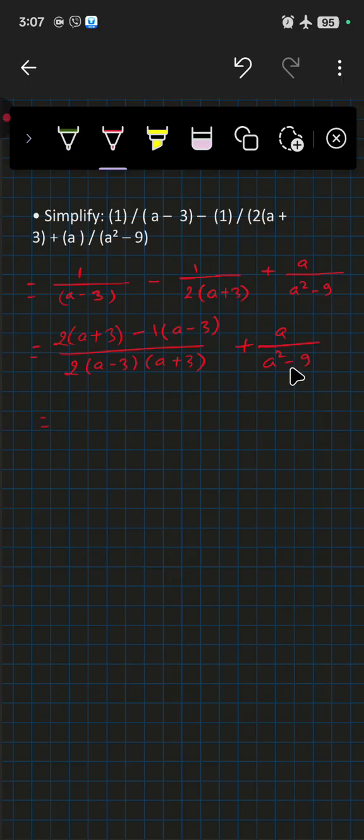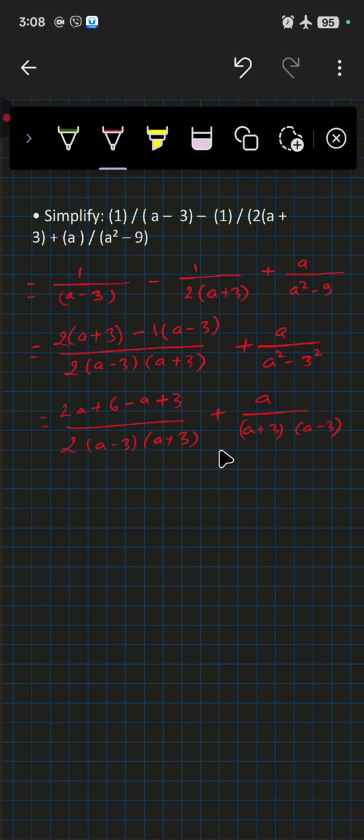What do you see over here? This is also a square minus b square. I can write that over here for you to make you understand. Now what do we see here? 2a plus 2 3s are 6 minus a plus 3 whole upon 2 into a minus 3 into a plus 3, plus a upon a plus 3 into a minus 3.